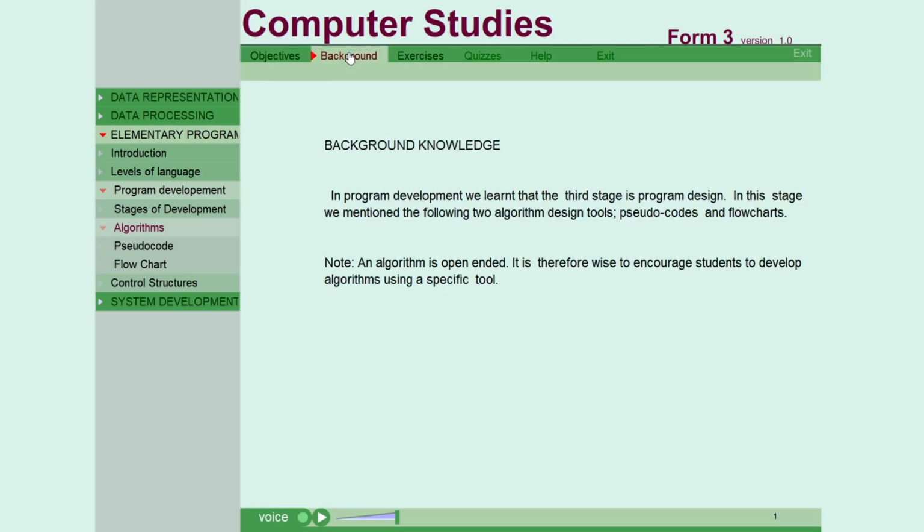Background knowledge. In program development, we learned that the third stage is program design. In this stage, we mentioned the following two algorithm design tools: pseudocodes and flowcharts. Note that an algorithm is open-ended. It is therefore wise to encourage students to develop algorithms using a specific tool.